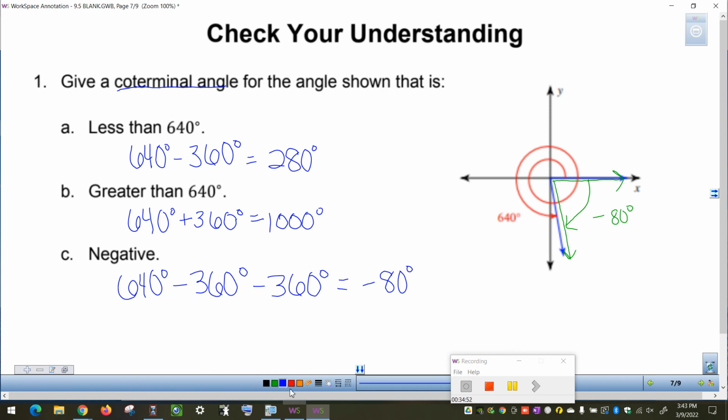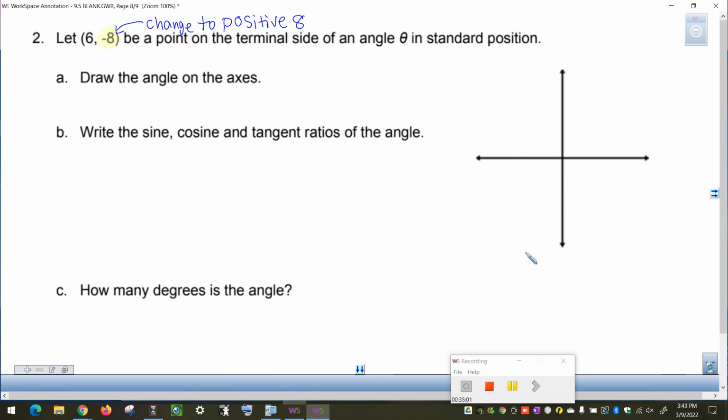Okay, so coterminal angles are very easy to work with. Do you guys agree? Are we okay with these? Add or subtract 360. That's it. Let's talk about the next one.